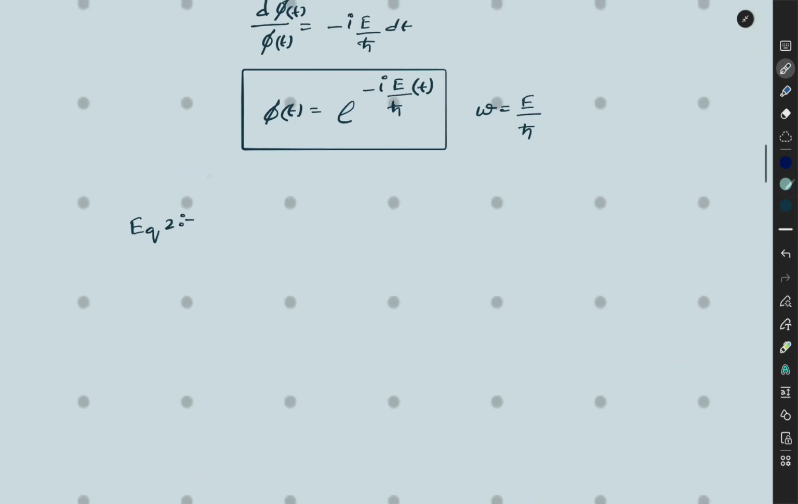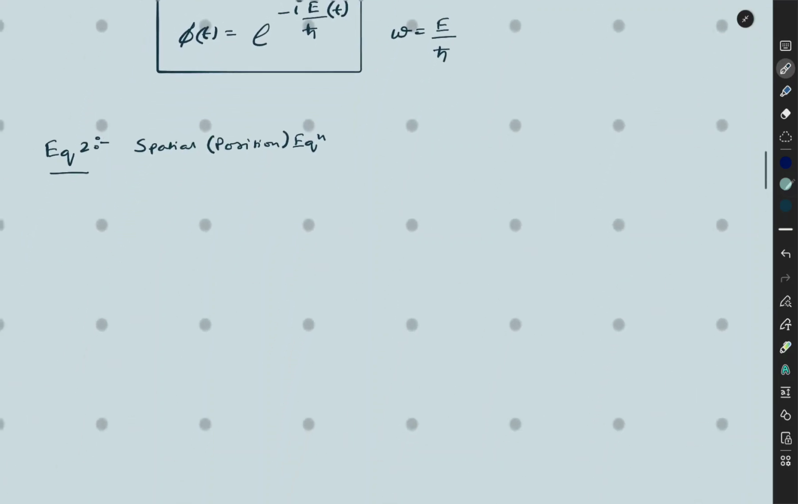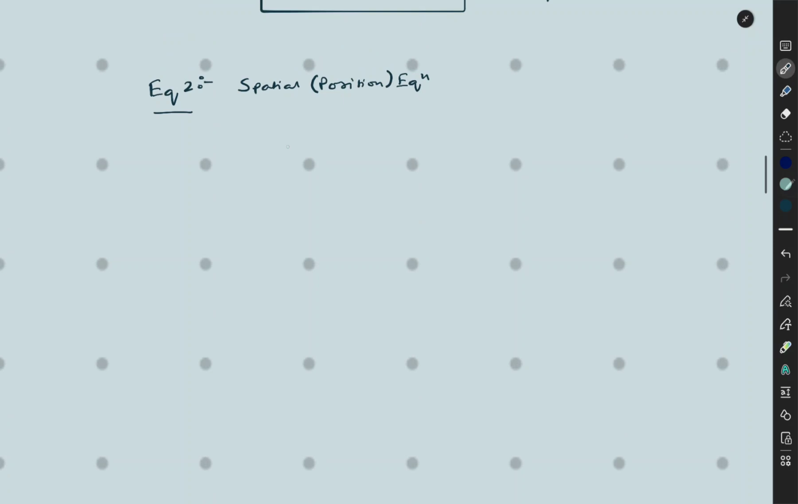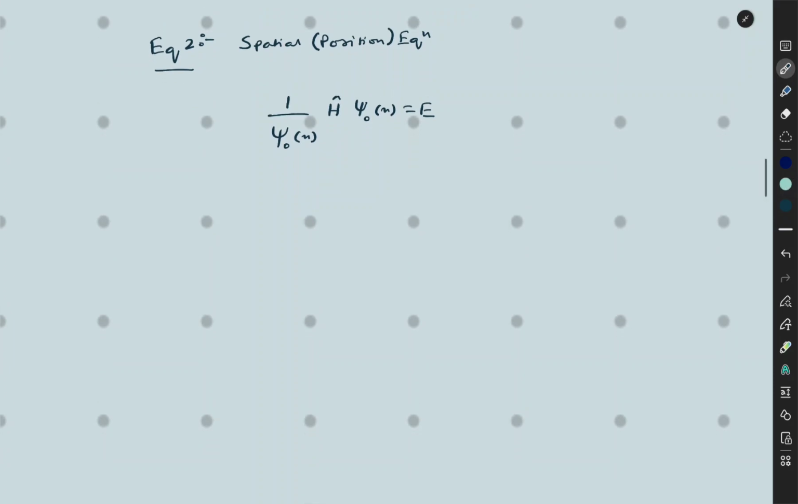That is our spatial part, the spatial position equation. So the spatial one is, we have got 1 by psi naught of x into Hamiltonian of psi naught x equal to energy. So let's solve for this one. We just multiply both sides by psi naught x.